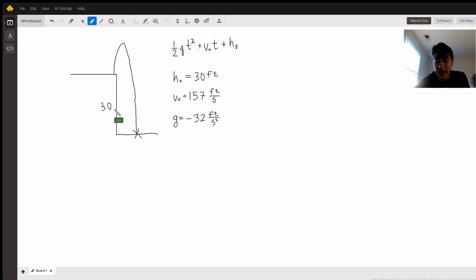So the question being asked is, find when an arrow hits the ground if it is launched upwards from a platform 30 feet above the ground at an initial speed of 157 feet per second on Earth. Now, how are we going to figure this out?